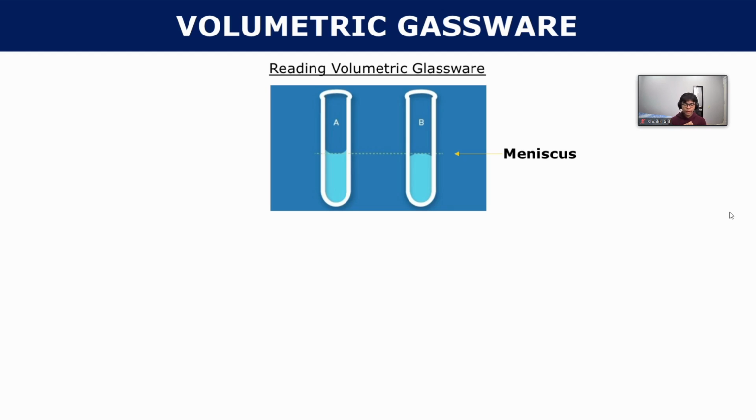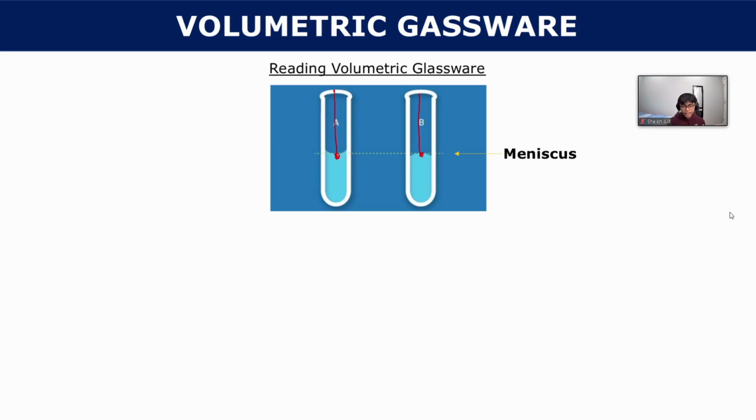And so let's learn how to read volumetric glassware. You might have learned what a meniscus is, and that it's the lowest point of that little curve, but it's not really the lowest point. It's the point that's symmetrical with the middle point. If you look straight down the middle of this container, you're going to get to the meniscus.